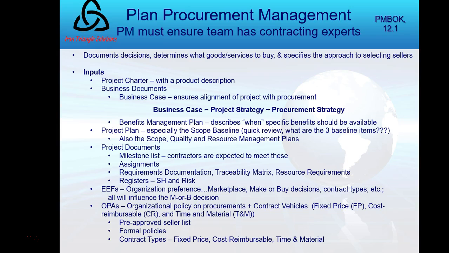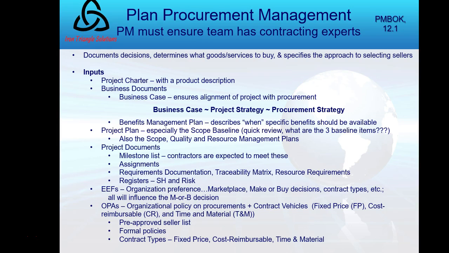Before we go on, we just talked about the project plan. I asked a question there. In a quick review, what are the 3 baseline items in any project? I have referred to it unofficially as the iron triangle. The official term is the performance measurement baseline, and individually that's made up of the scope baseline, which is requirements, the cost baseline, which is the budget, and the schedule baseline, which is the time frame.